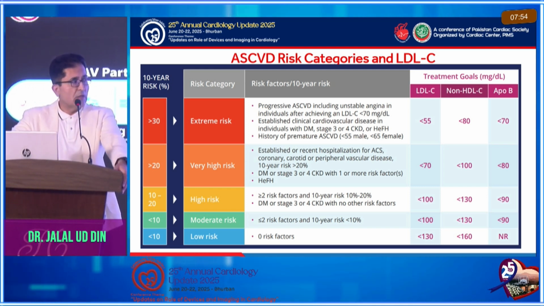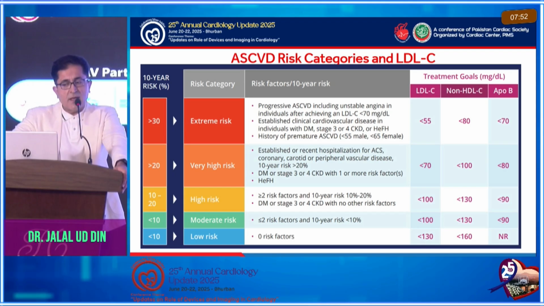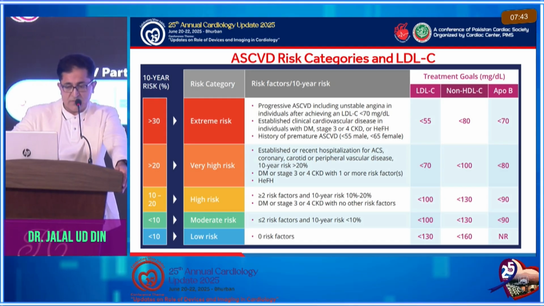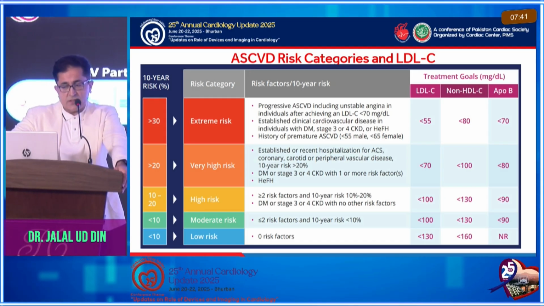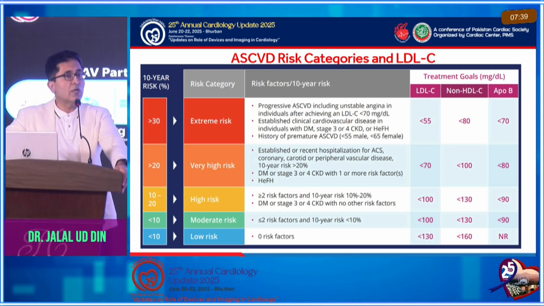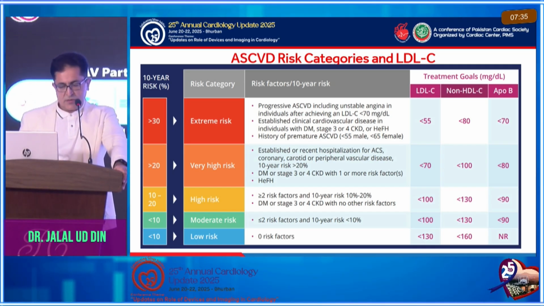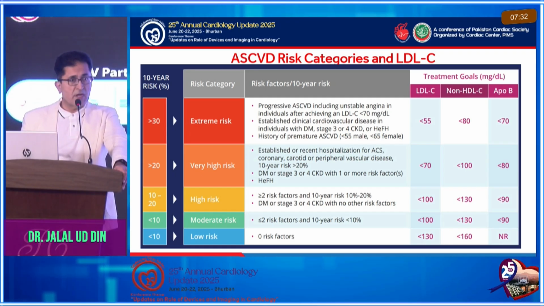So what are the LDL targets for them? For those with extreme risk, LDL has to be less than 55 milligram per dl, and non-HDL has to be less than 80 milligram per dl. And similarly, in those with very high risk, less than 70, those at high risk, less than 100, and those with low risk, their LDL needs to be less than 130 milligram per dl.